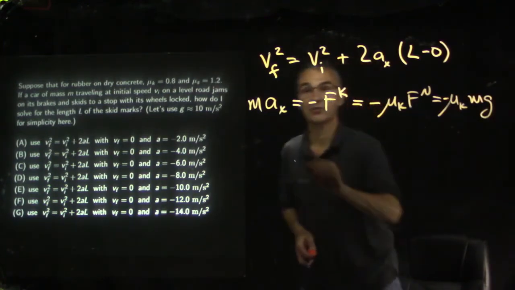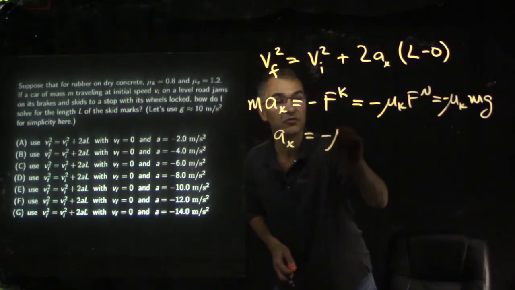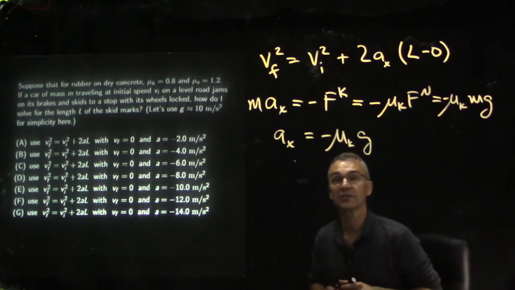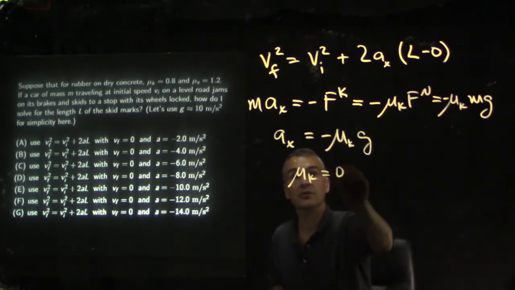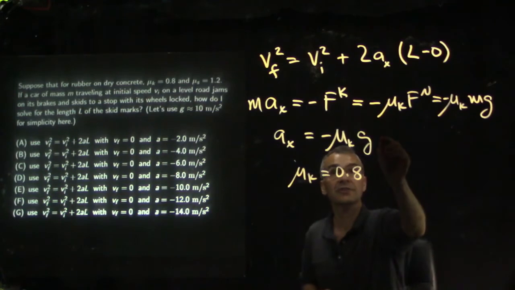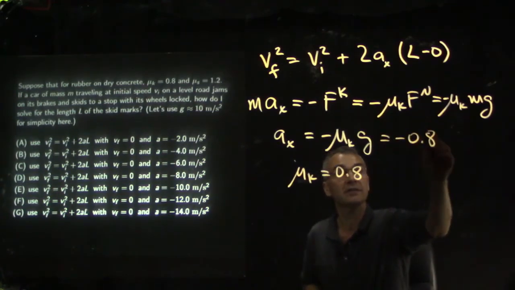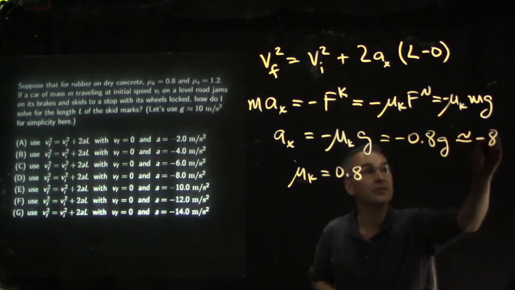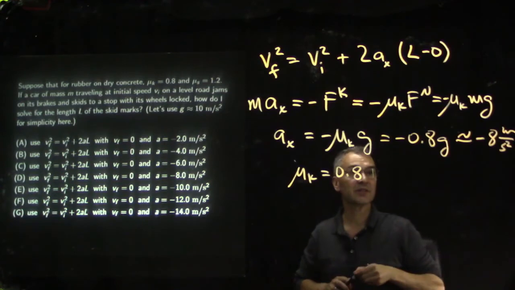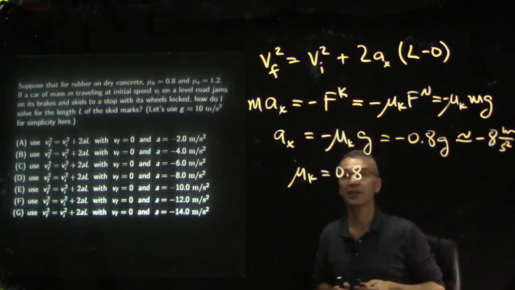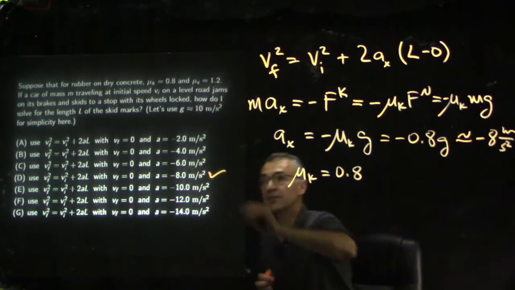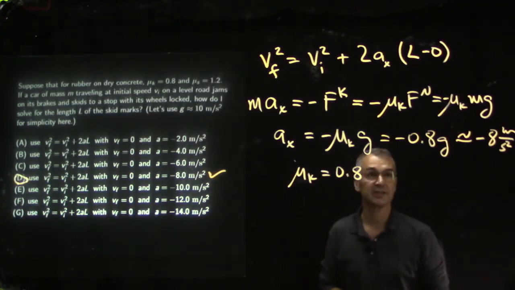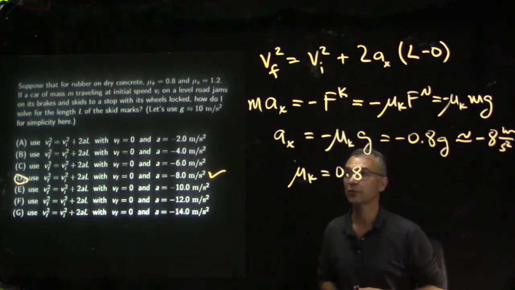So there's minus mu kinetic. So then we have a sub x is minus mu kinetic times g. So we actually don't need to know what the mass of the car is. We have mu kinetic is 0.8, so this is minus 0.8 times little g. So that's pretty close to minus 8 meters per second squared. It'll be a little less if we use g as 9.8 instead of g is 10. So I think I like answer D, delta here. So the acceleration is minus 8 meters per second squared, actually a tiny bit less if you use 9.8 instead of 10.0 for g.